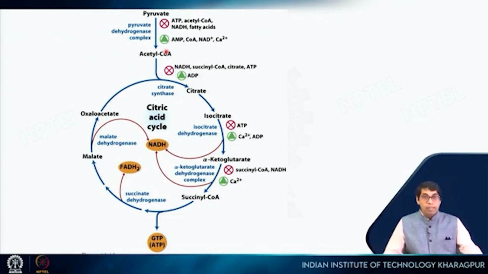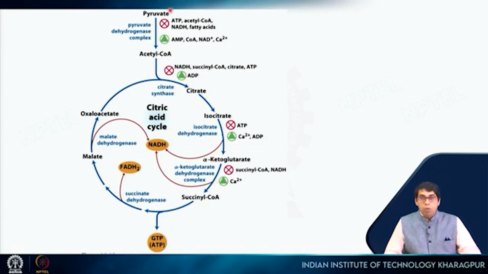So, the citric acid cycle, just like glycolysis, is also highly regulated, and the basic theme that you will see here is that whenever these high energy molecules like ATP, acetyl coenzyme A, NADH or fatty acids are present, they will inhibit these steps. So, all these steps are inhibited by these high energy molecules. On the other hand, when AMP, coenzyme A, NAD plus and calcium ions are present in abundance, they will activate these enzyme complexes. So, it will activate these reaction steps, right.